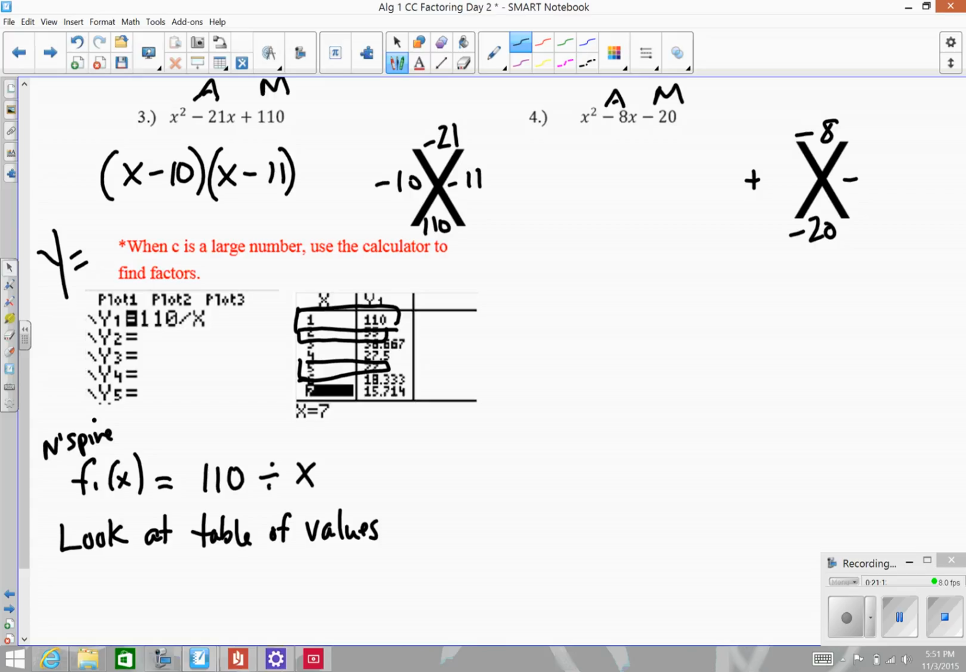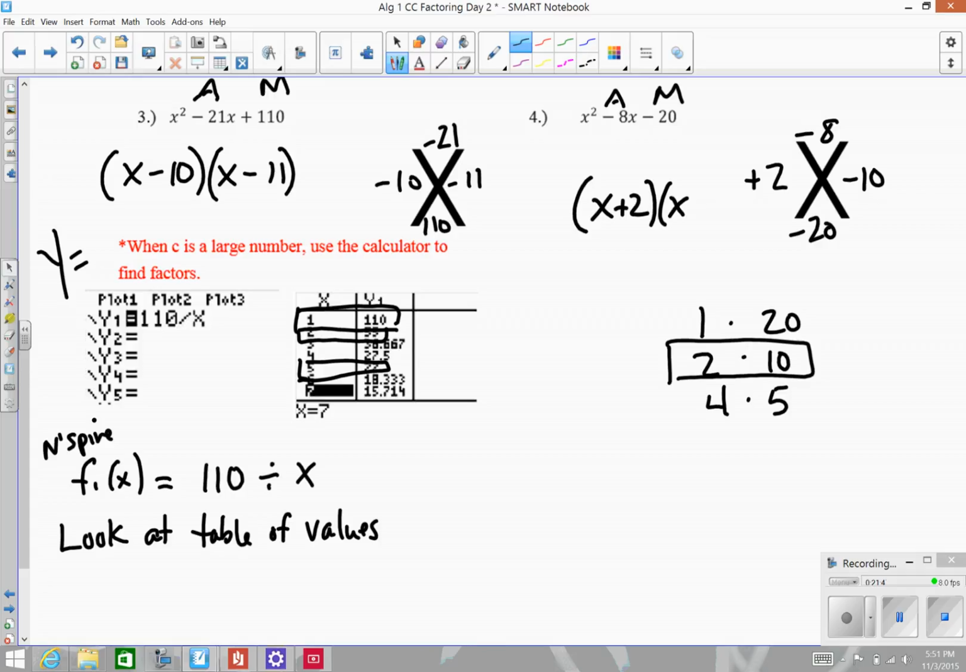So if I think about all my ways to multiply and get 20: 1 and 20, 2 and 10, 4 and 5, and I think that's it. Now one of those numbers is going to need to be negative so that when I multiply I get a negative. I think if I use the 2 and 10 and make the 10 negative and the 2 positive, those two will add up to give me negative 8. In that case my factors are going to be x plus 2 and x minus 10. Again, I'm going to leave that one to you to check. If you multiply those two binomials, you should end up with x squared minus 8x minus 20.